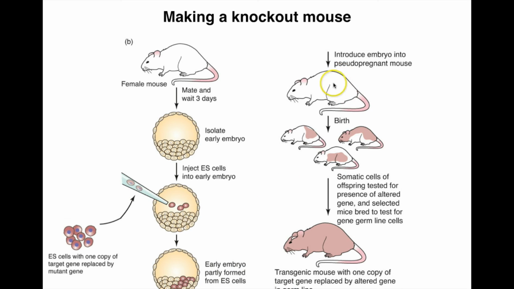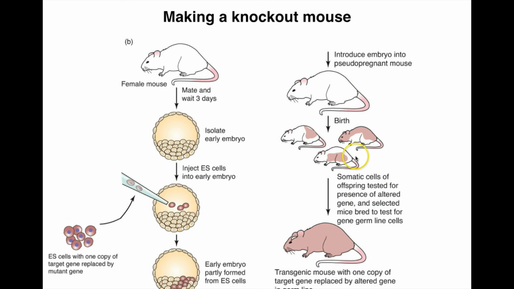From that, we take this embryo and put it into a pseudo-pregnant mouse, so a mouse that isn't actually carrying any embryos, but has all the hormonal changes associated with pregnancy, and is able to carry an embryo to term. We put it into that mouse. You wind up having some mice who have somatic cells where not all of them have our gene of interest changed, but some of them do.